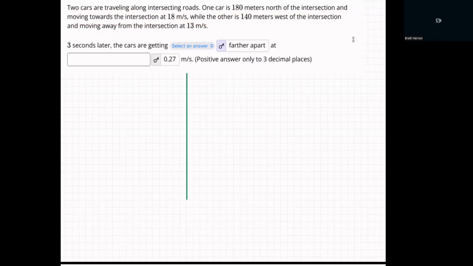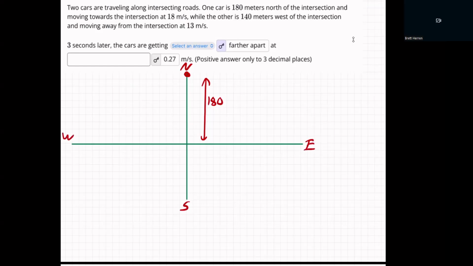Let me draw it. Intersecting roads. We're assuming they're intersecting at right angles. We'll just assume that. One car's 180 meters north. One car's way up here, and its distance away is here. It is north, right? North, south, east, west intersection, and moving towards the intersection at 18 meters per second. So it's going this way at 18 meters per second towards the intersection.